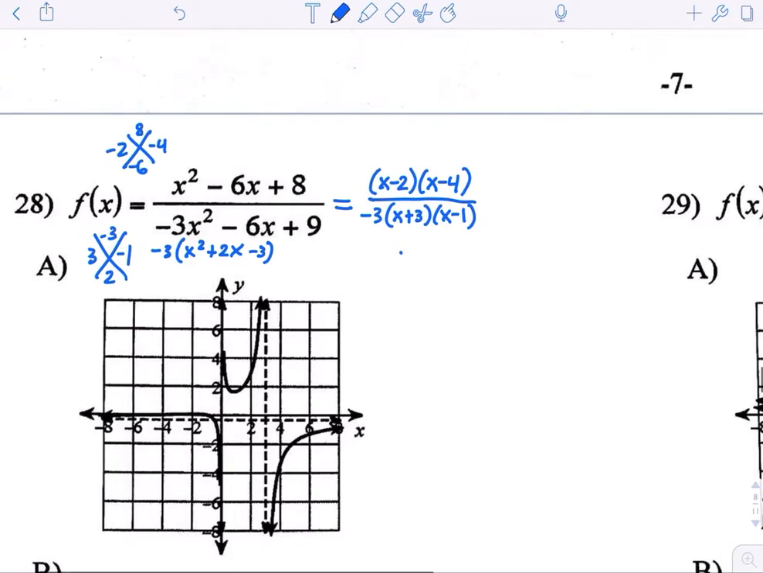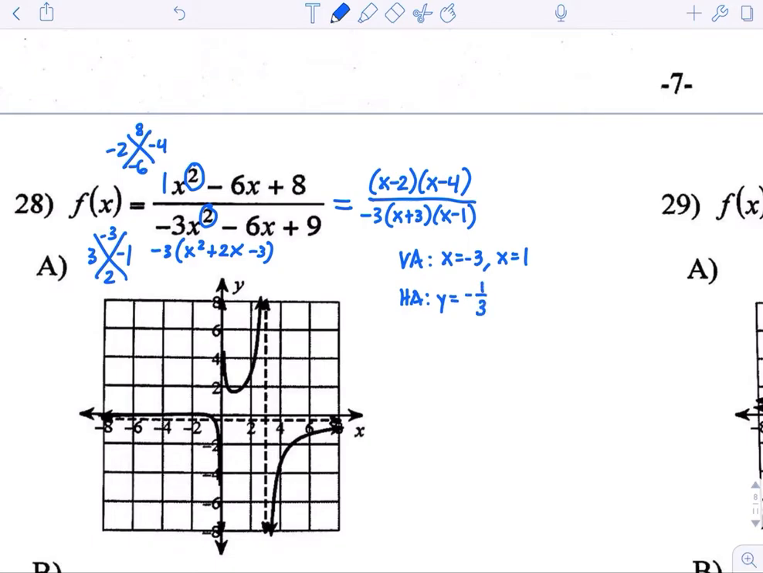Okay, vertical asymptote is when you set the denominator equal to 0. So we would get x is equal to -3 or x is equal to 1. Horizontal asymptote. So you guys look at your highest degrees, and then from there you can decide. So in the numerator it's 2, and in the denominator it's 2. If they have the same highest degrees in numerator and denominator, all you guys have to do is look at the coefficients. So since they're tied, 1 over -3 is simply y is equal to -1/3.